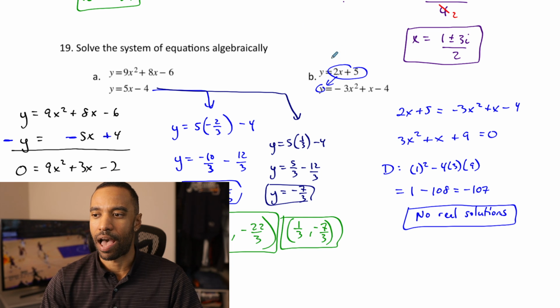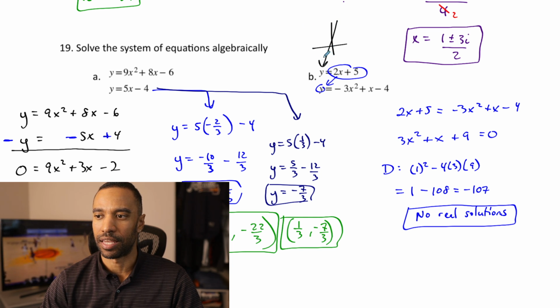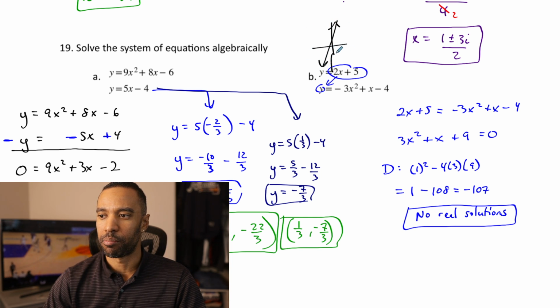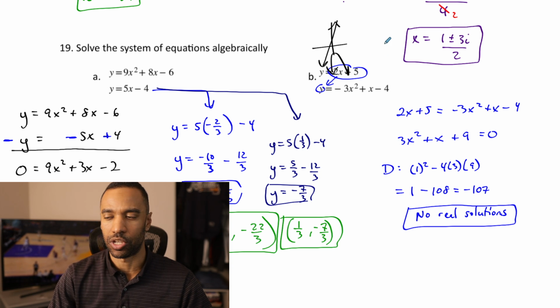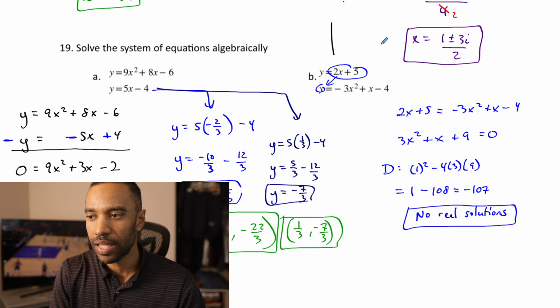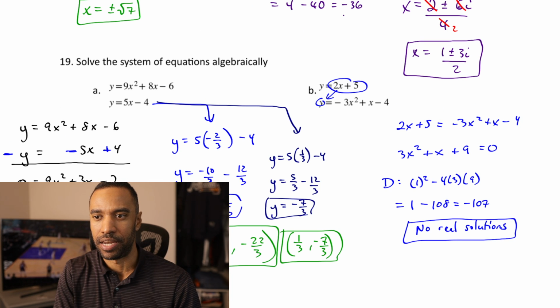I believe that this graph would have looked like 2x plus 5, something like that. This one would have probably been pretty sharp and gone that way, and they wouldn't have actually quite intersected. I don't know exactly where it would have been, but it would have been something near that.